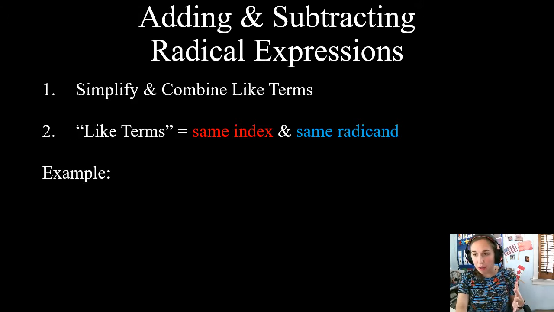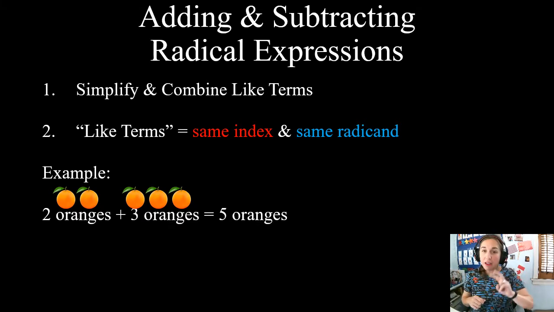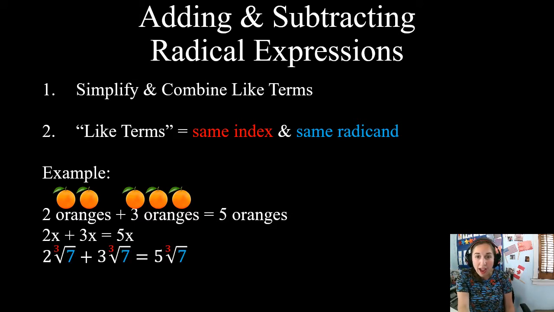So, for example, we're going to go to a really basic example here, okay? Let's say I have 2 oranges and I'm adding 3 oranges, right? So 2 oranges plus 3 oranges would give me 5 oranges in all. Same thing with x's. 2 x's plus 3 x's gives me 5 x's, right? Well, when we think about radicals, it's sort of the same thing. 2 cube roots of 7 plus 3 cube roots of 7 equals 5 cube roots of 7, all right?